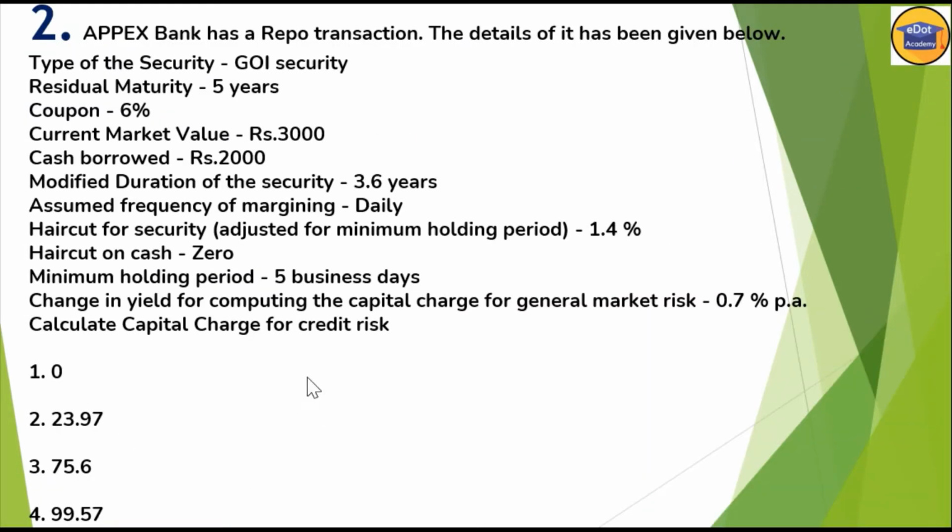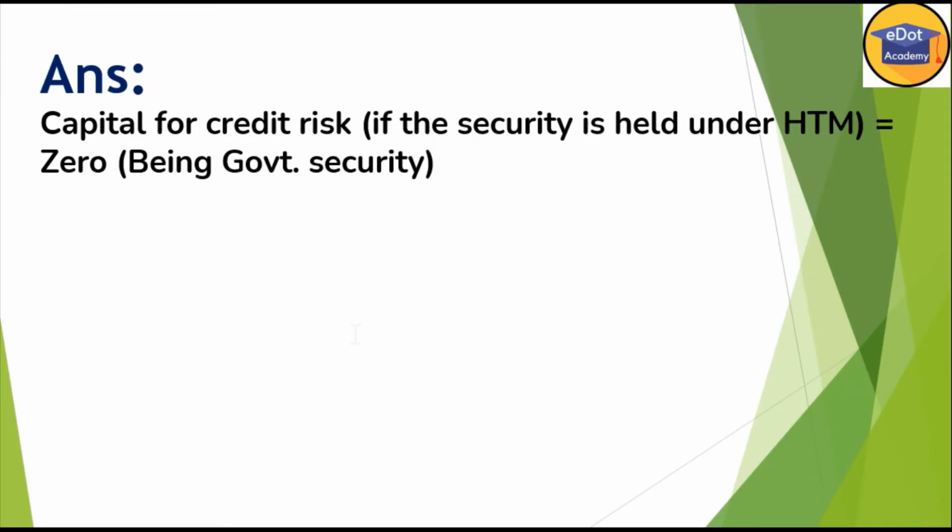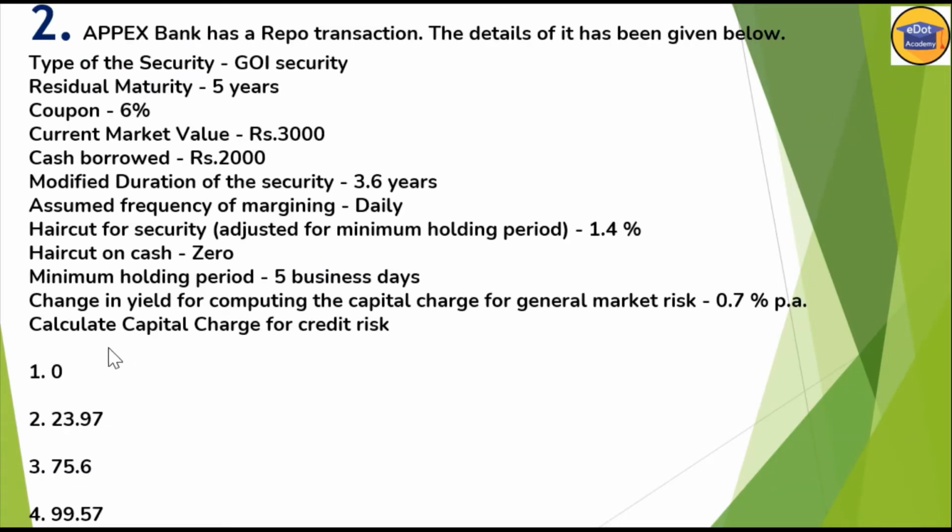Now second question, data is same here. Only thing is that calculate capital charge for credit risk. Because it is a government security, so credit risk will not be there. So we are getting here 0 answer. Okay, so option 1 is correct here.